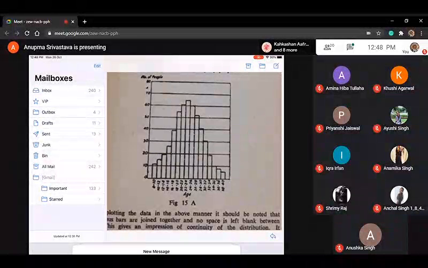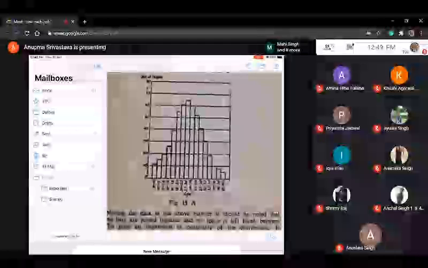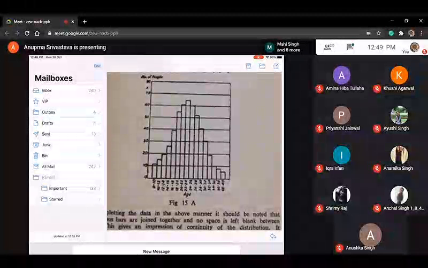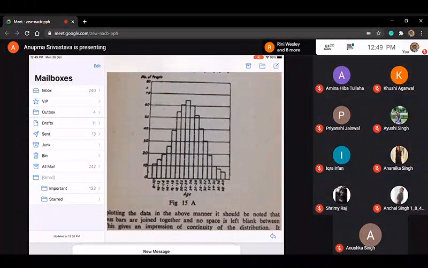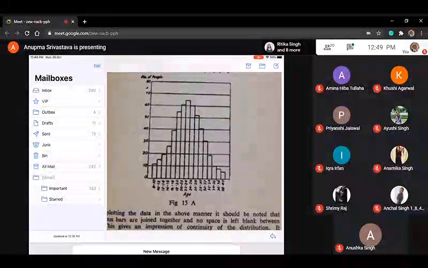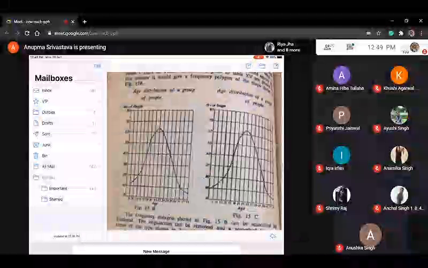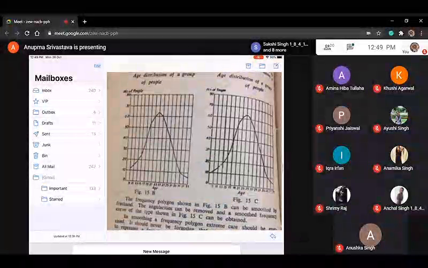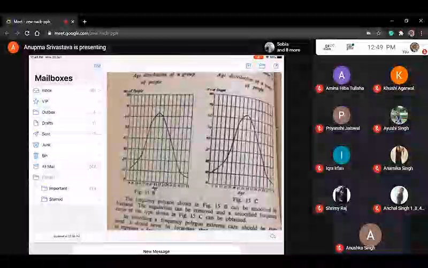And then you join the highest point of every class interval. Just 10, then 12, then 14, and you just make the curve. So that will be the frequency curve, or through the bar diagram. Continuous frequency curve, which you can show. And this will be the frequency polygon, which may be called the smooth frequency curve or the continuous curve, which is in C diagram.